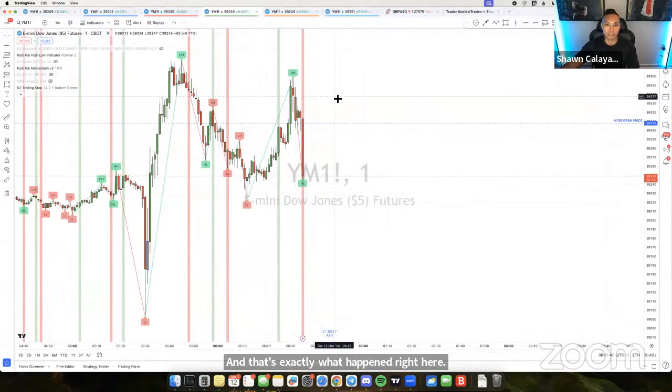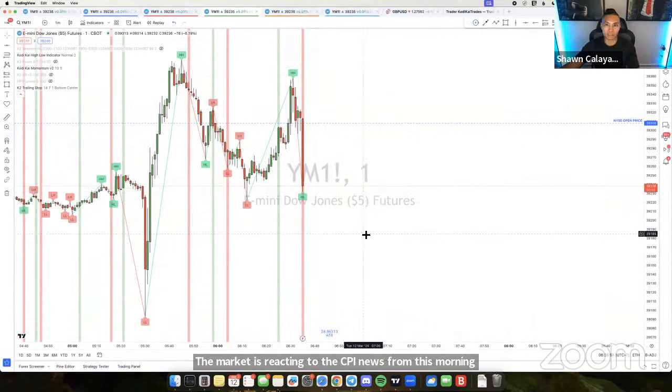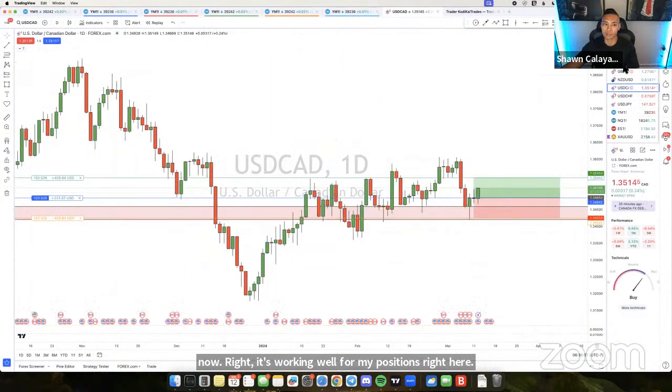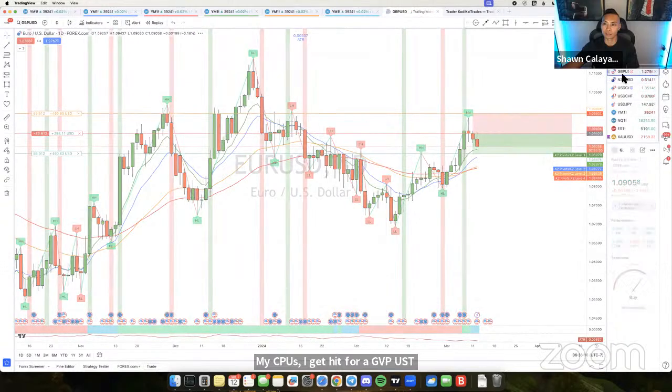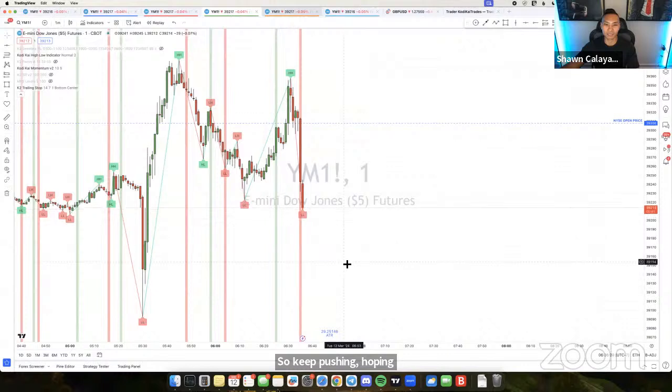All right, the ATR is super high right now. It's 28. It's moving pretty crazy right now, guys. The market is reacting to the CPI news from this morning, which was positive. Yeah, the volatility is kind of all over the place right now. I mean, it's working well for my positions right here. My TP is about to get hit for GBP USD. Let's leave it alone, let that thing hit right there. So keep pushing. I'm hoping that CPI news keeps pushing so I can go and hit my TP down there.